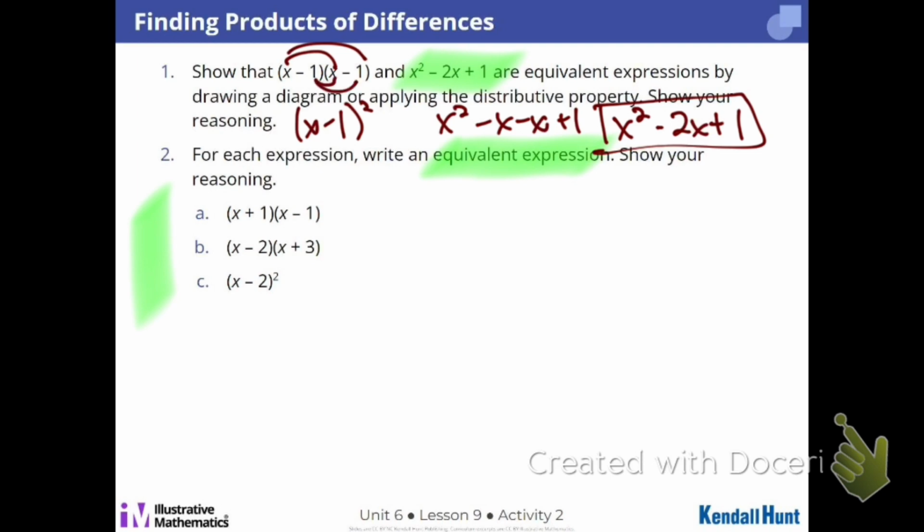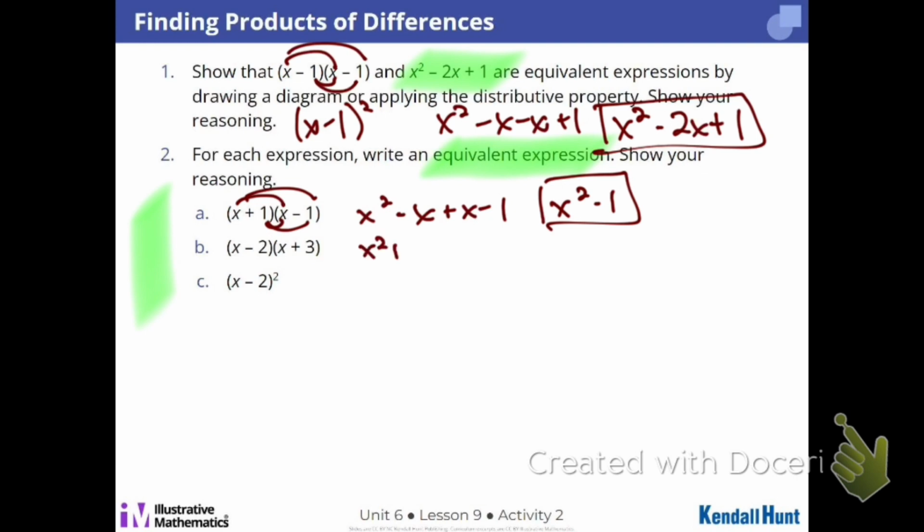All right. So for A, I have x squared minus 1 for that one. So notice I had a plus and a minus. What happened to that linear term? It canceled out. Okay, next I have x squared plus 3x minus 2x minus 6. I did that and that. So I get x squared plus x minus 6. I've got a quadratic, linear, and constant term.